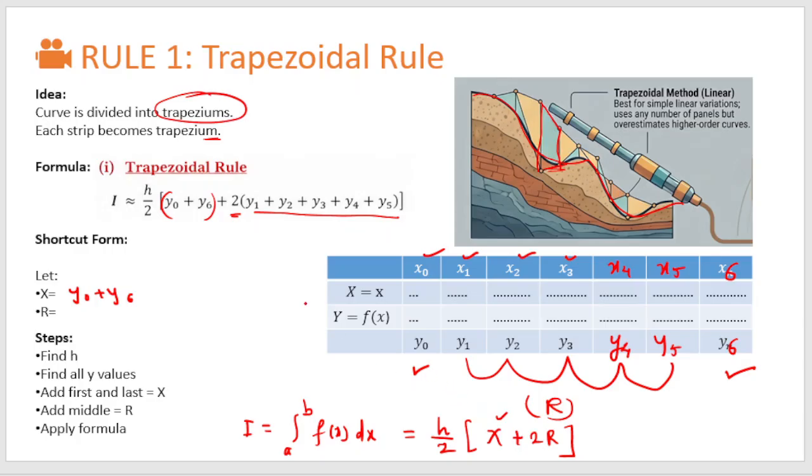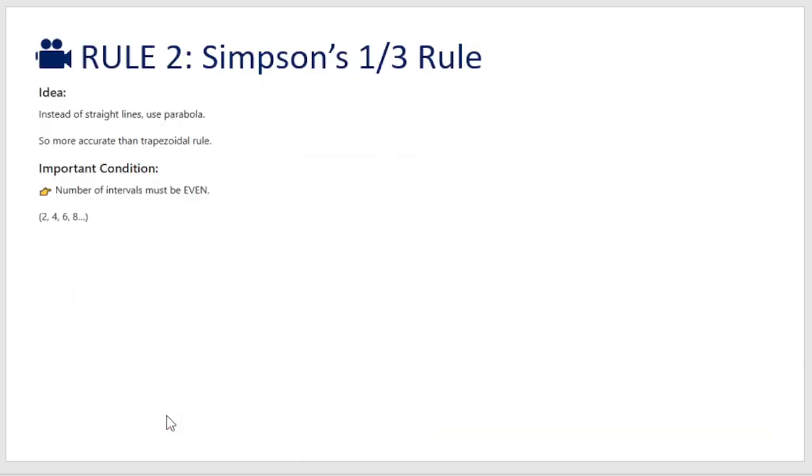So what are the steps to solve such an example? We need to find h and find all the y values. Here these are the y values. Then find the value of capital X. What is capital X here? It is the addition of the first and the last, always summed. Then the middle values we have to add and denote by R, and apply the simple formula. You will get the answer by using the trapezoidal rule. Clear? Now we will move to the next rule.